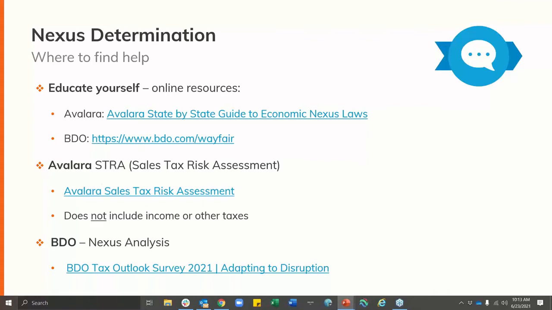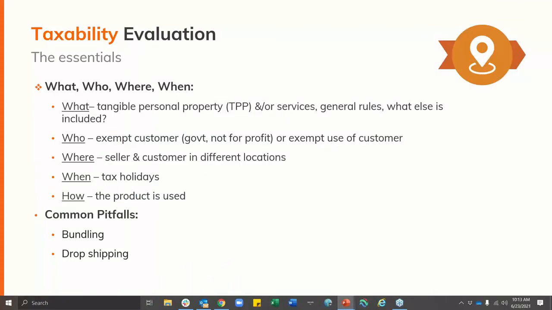We'll pause just for a second to see if there are any questions on nexus before we go into taxability. It doesn't look like I see anything in chat, but it might flow in over the next few minutes. But go ahead, Rachel, you can go on to the next topic.